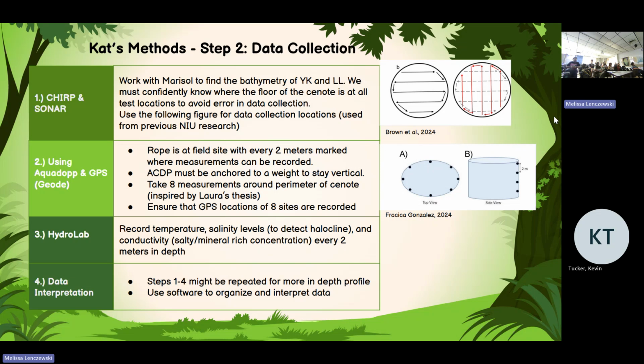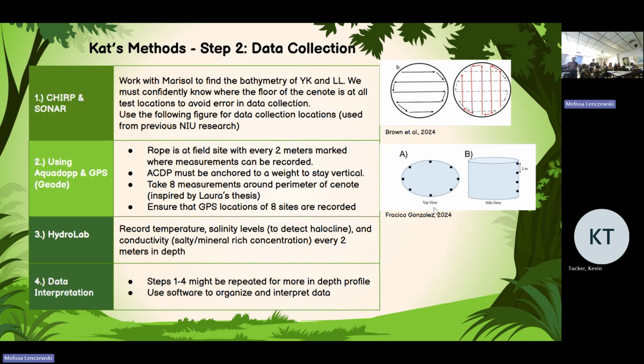The second step is using the aqueduct that Dr. Lanchesky's previous master student, Laura, did, where we have a rope at the field site with every 2 meters marked, where these measurements can be recorded. The aqueduct will stay vertical with a buoy, and we'll just take measurements around this perimeter and ensure that the GPS locations of all 8 sites are recorded.